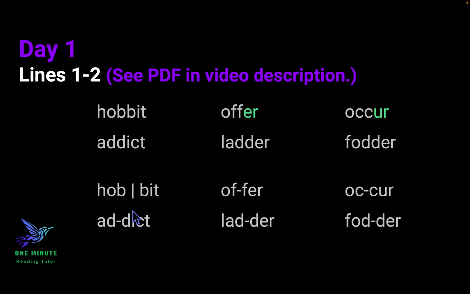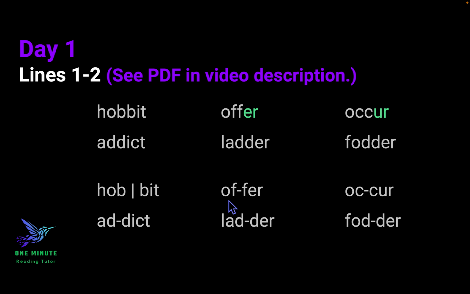So right here, when I divide them on paper, I typically draw a line like this, but for the rest of the video, I will use these hyphens because it's easier to see on the screen. So right here, we've divided between the two B's. These syllables each have a vowel in the middle, so we will use the vowel short sound, hobbit. Divide between the two F's. Remember that ER says er, so we have offer.